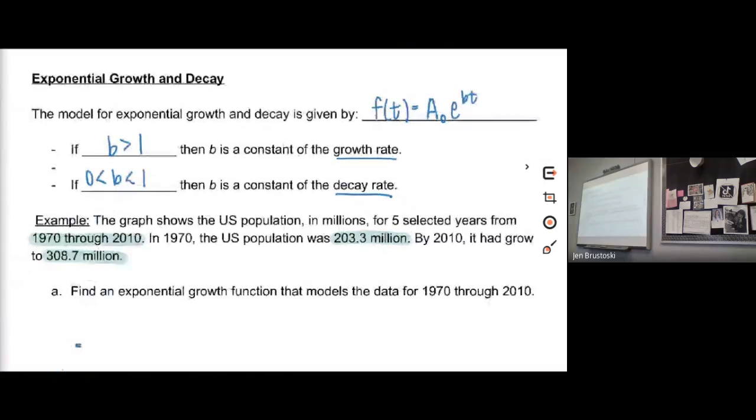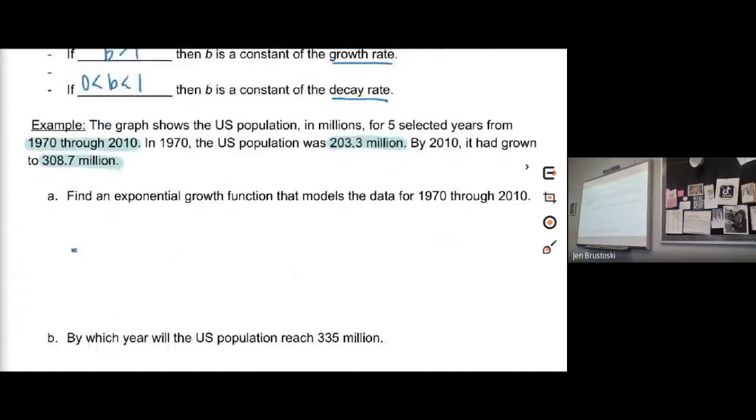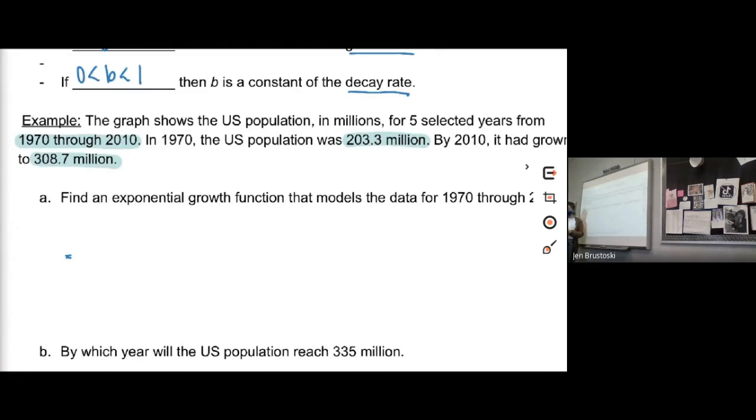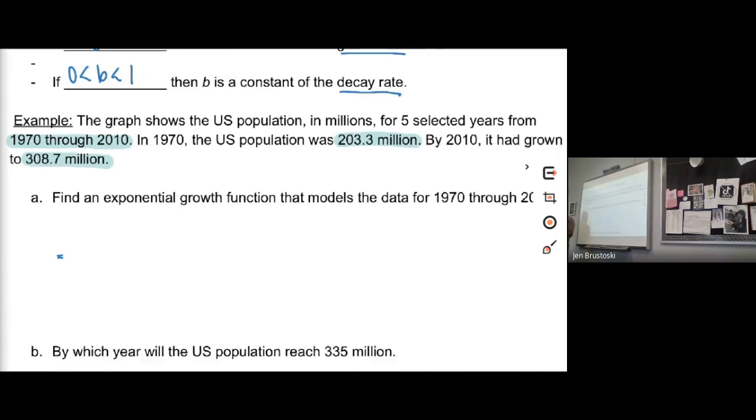All right, so it says the graph, which is in your textbook, but you can look it up if you really want to, shows the U.S. population in millions for 5 selected years from 1970 through 2010. In 1970, the U.S. population was 203.3 million. By 2010, it had grown to 308.7 million. And it says find an exponential growth function that models the data for 1970 to 2010.